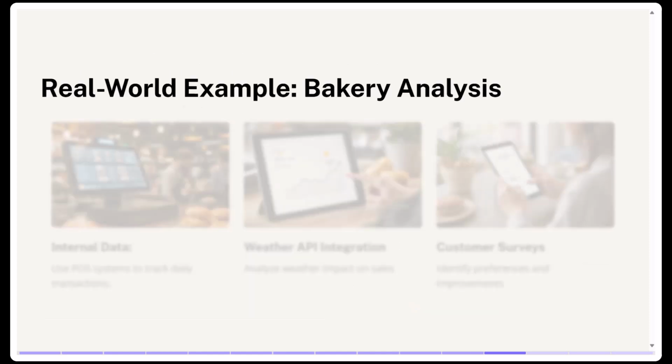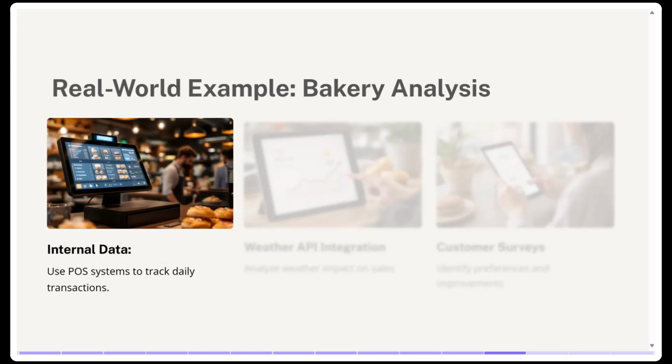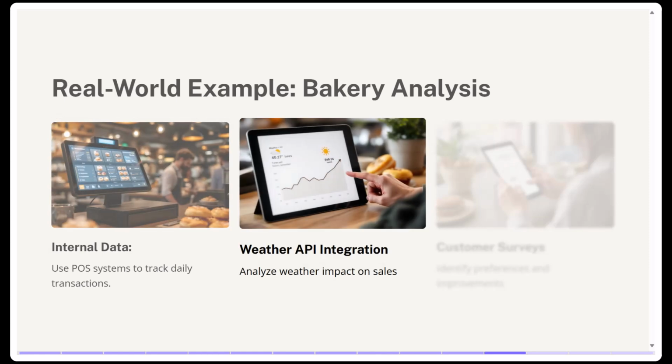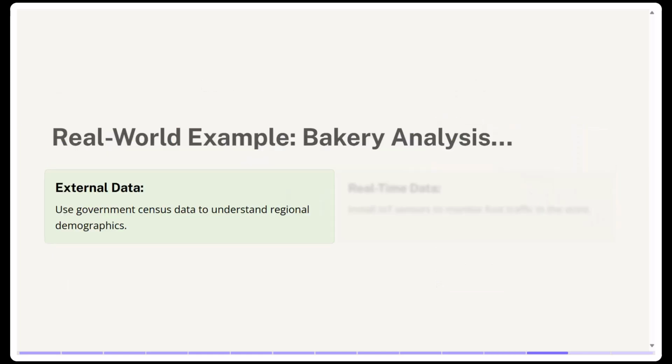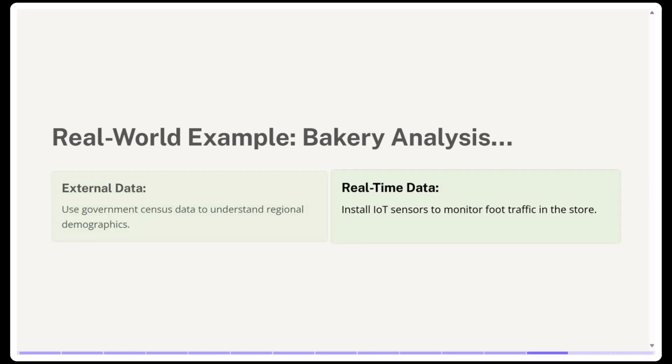Let's now have some real-world examples. Imagine you're analyzing sales data for a bakery. For internal data, you can use point-of-sale systems to track daily transactions. And for APIs, you can use a weather API to analyze how weather impacts sales. Three, you can use surveys, and here you can collect customer feedback to identify preferences and areas for improvement. Four, you can also utilize external data. Here you can use government census data to understand regional demographics. And last but not least, you can also utilize real-time data by installing Internet of Things sensors to monitor foot traffic in the store.